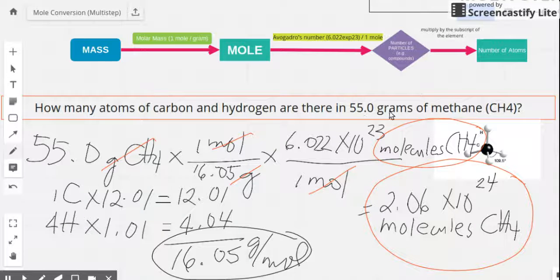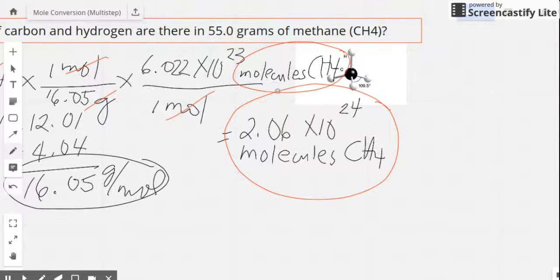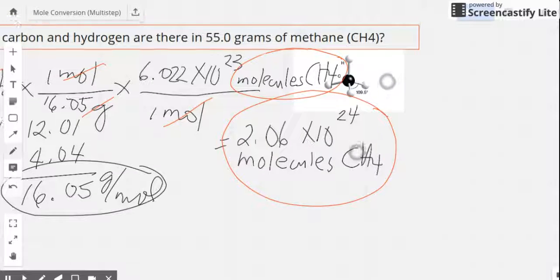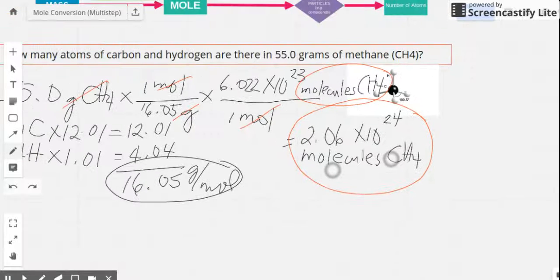This means that in your sample of 55 grams, that's what you weigh on the weighing scale, that sample of 55 grams has this many molecules of CH4. So if you have this many molecules of CH4, and you know from the diagram here that one molecule of CH4 contains 4 hydrogen atoms and 1 carbon atom per molecule, how do we now get the answer to this?